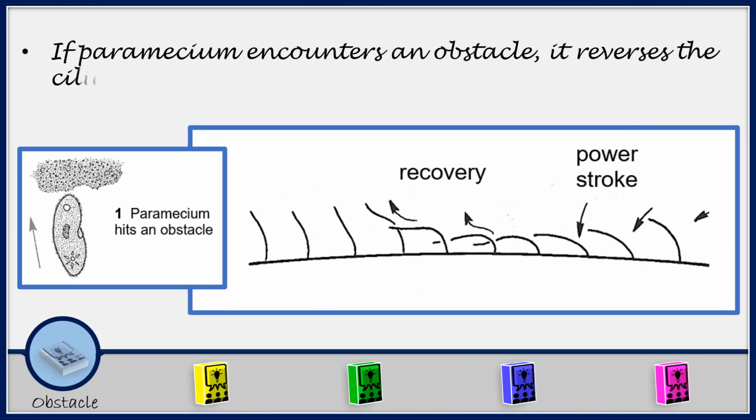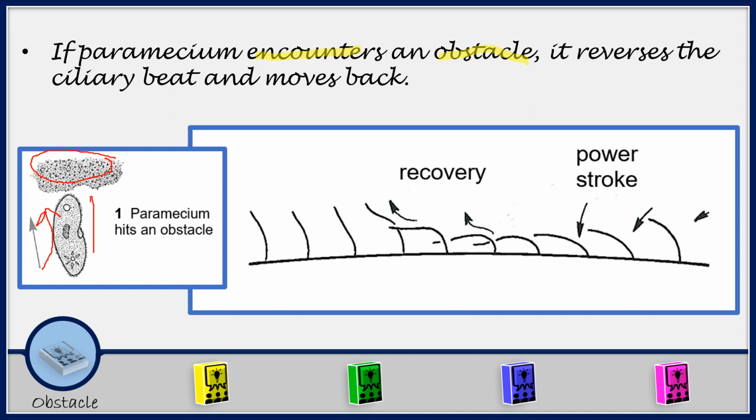Now, if the paramecium encounters an obstacle as it is moving, like the way we are seeing here, our paramecium is moving in that direction, but as it is moving, it finds an obstacle here. When it hits this obstacle, it cannot go in front. So what is it going to do?